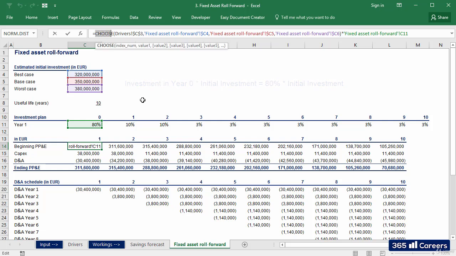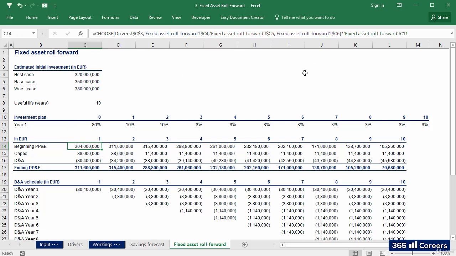Please note, we'll be using the CHOOSE function to model the selected case. CHOOSE works easily. Based on its index value, it will provide us a value associated with the first, second, or third case. This allows us to build scenarios in our models and make them flexible.